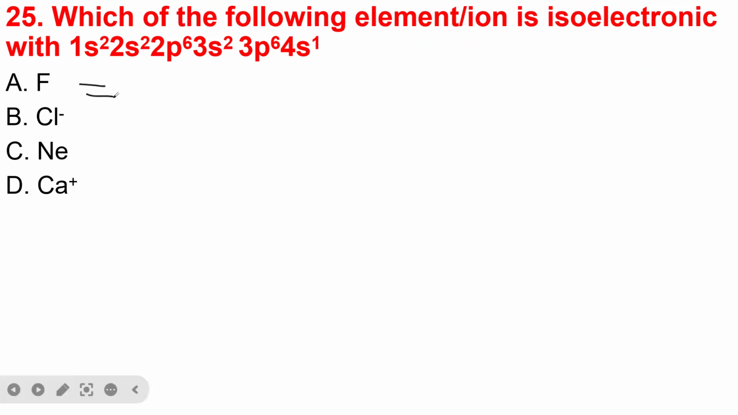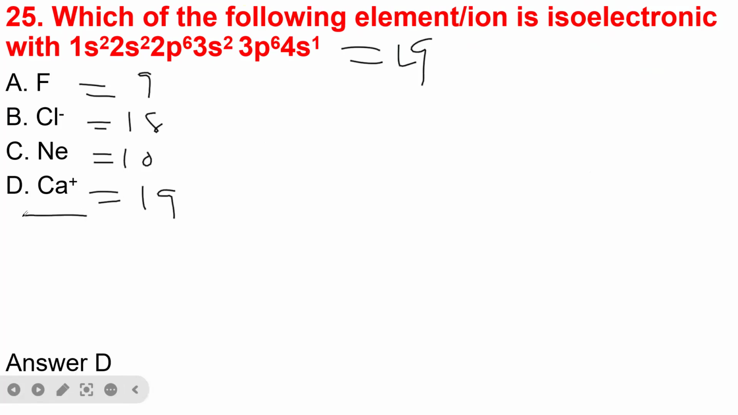Fluorine has 9 electrons. Chlorine here is minus, so it means that it has 18 electrons. Neon has 10, and then calcium has 20, and 1 electron is lost. That is why it is calcium plus, so it means that it is left with 19 electrons. So the isoelectronic ion that is similar to this is calcium. So the answer is option D.